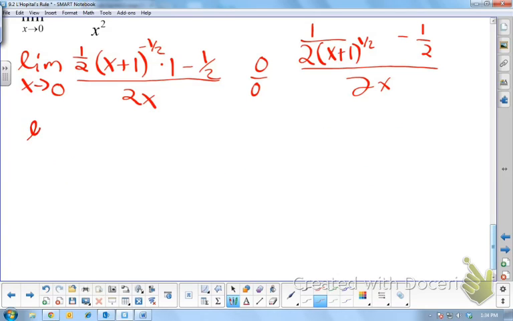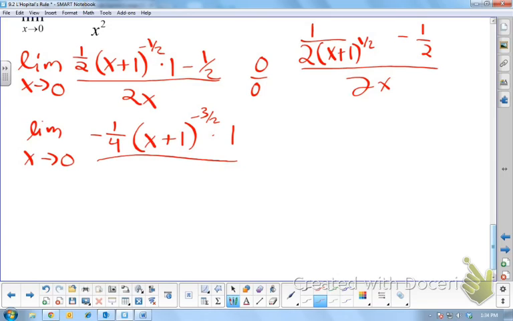So we get limit as x approaches 0. Negative 1/2 times 1/2 is negative 1/4, times x plus 1 to the negative 3/2, times 1. And why did I just leave off the other part? Because the derivative of 1/2 is 0, and the derivative of 2x is 2. But 2 can't go to 0, so we can't take it a third time.